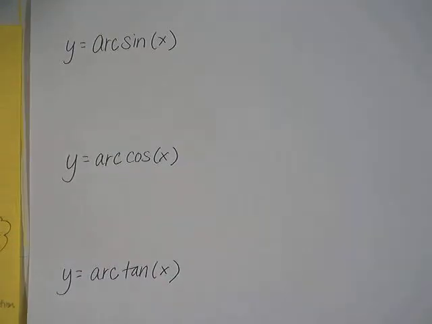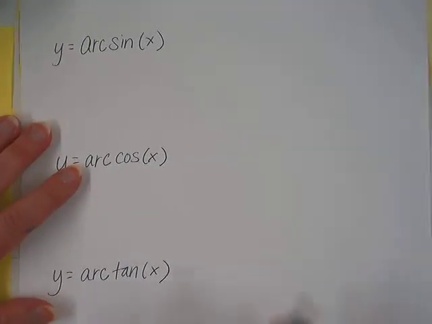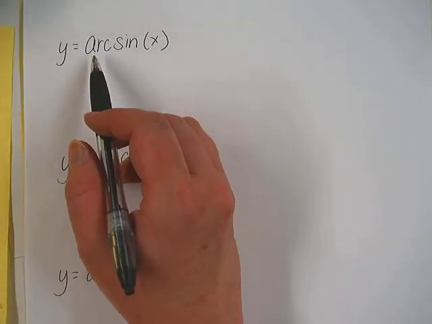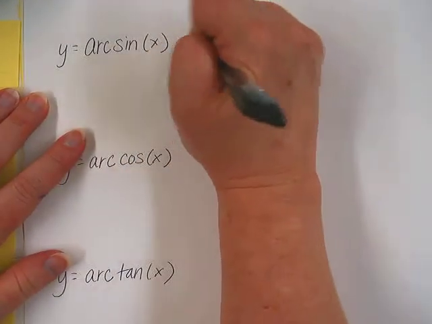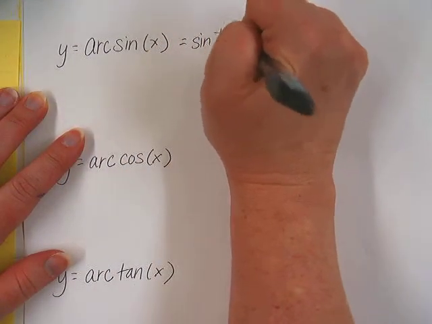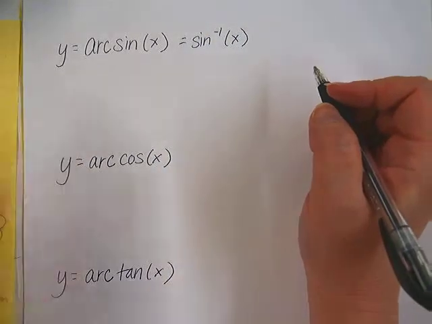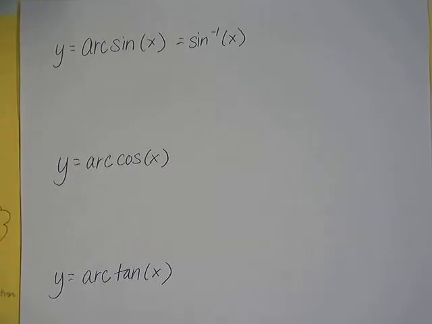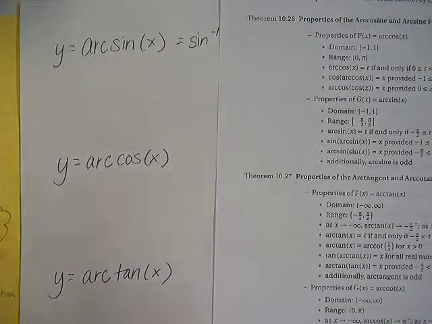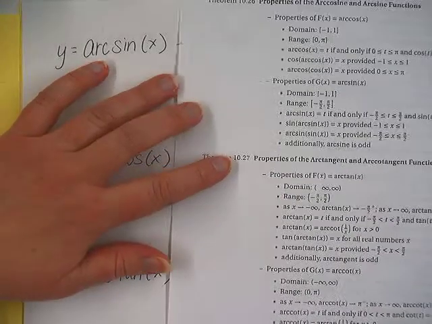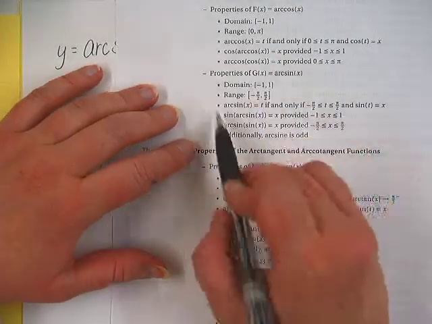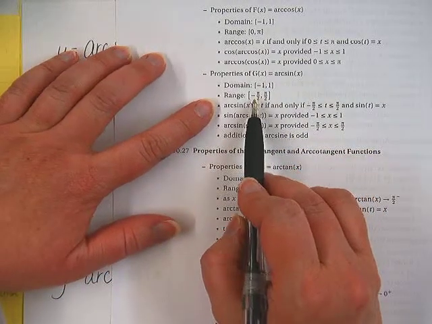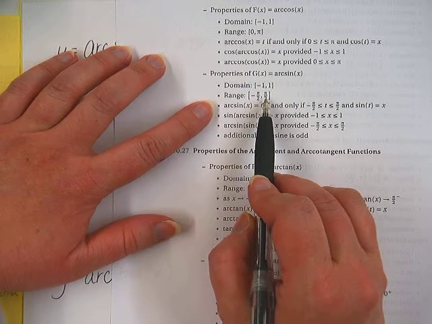Starting with sine. When we want to find the inverse of sine, we can use this notation, arcsin, or we can use the notation I was just barely using, which is sine to the -1, and that's the one you will find on your calculator. If we look at the handout that we're given for this, you'll see right here we've got some details about arcsin, and it tells us that the domain is from -1 to 1, and the range is from -π/2 to +π/2.